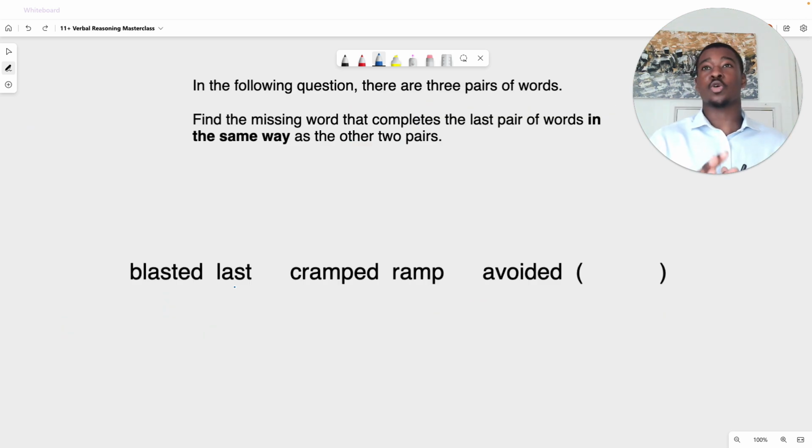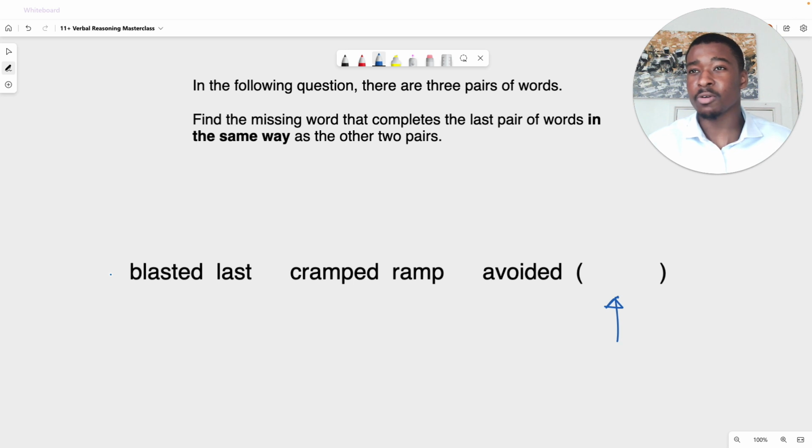Okay, so let's go through this question. We're told in the following question, there are 3 pairs of words. Find the missing word that completes the last pair of words in the same way as the other 2 pairs. So in the same way is in bold, really important. And we're trying to work out what should go over here. So remember our framework. Start with certains, create your code when we can't work everything out with certains.